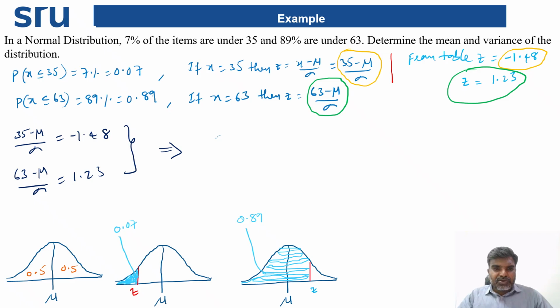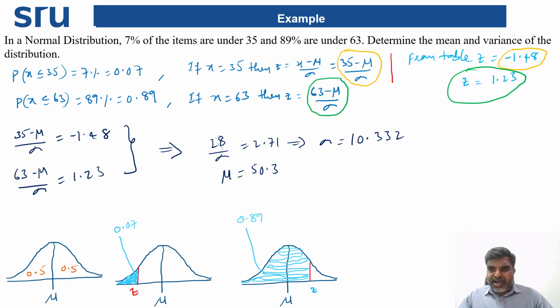See, from normal subtraction we can obtain here 28 by sigma equals 2.71. This implies sigma equals 10.332. If you substitute this sigma value in any one of these two equations, you can obtain mu. So your mu equals 50.3. Okay, so what is the question?